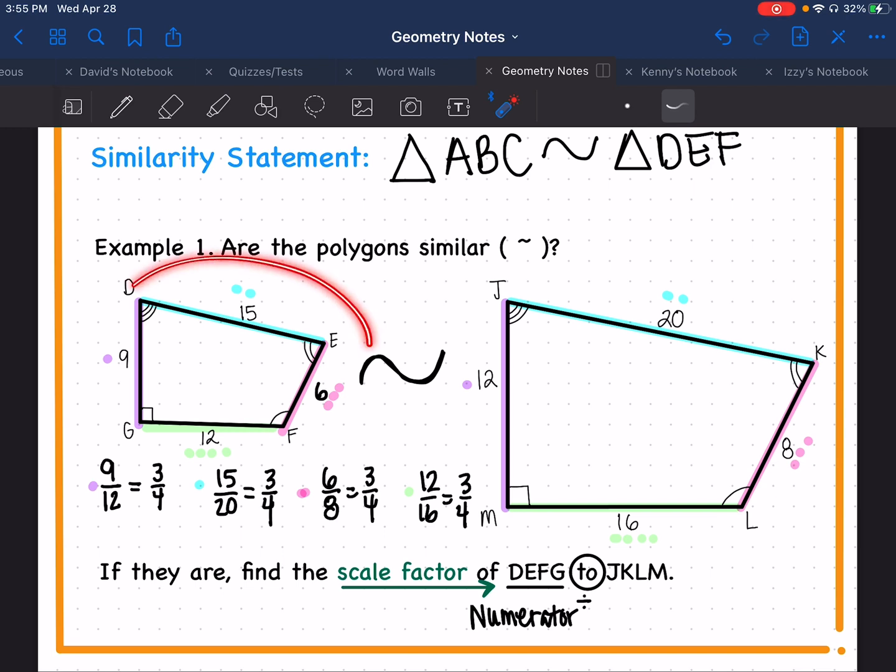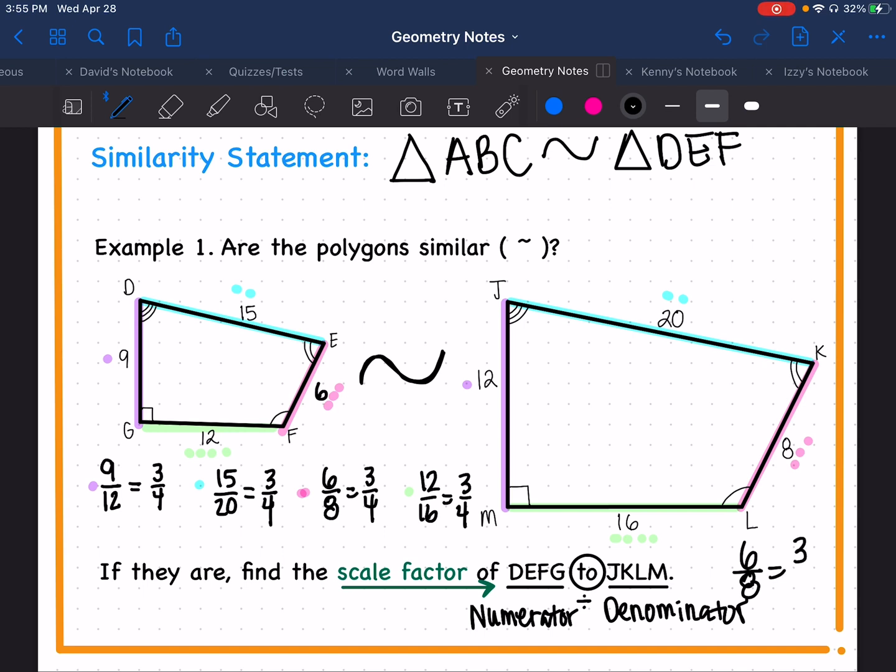DEFG, this one right here, and you can pick a side, any side, because they all match up. So you just pick the side that you want. It doesn't matter. I like pink, so I'm going to pick 6. The one after the word "to" is always going to be your denominator. So what is it? It's going to be 6 over 8, which reduces to 3 over 4, 3/4. This is my scale factor.